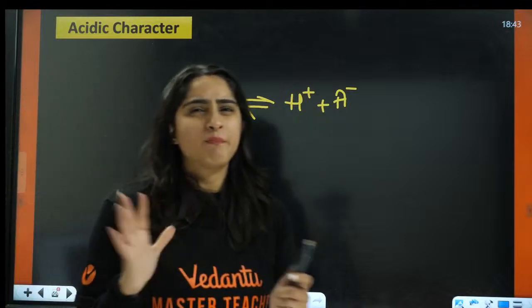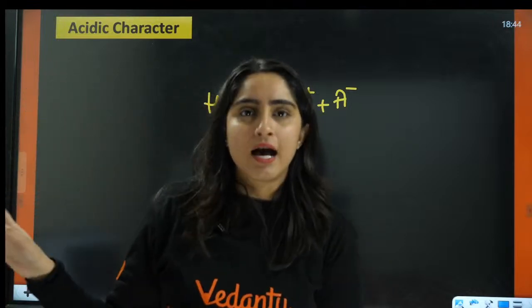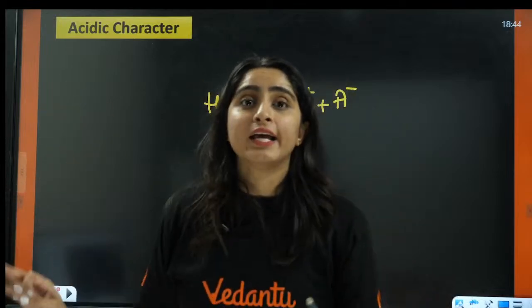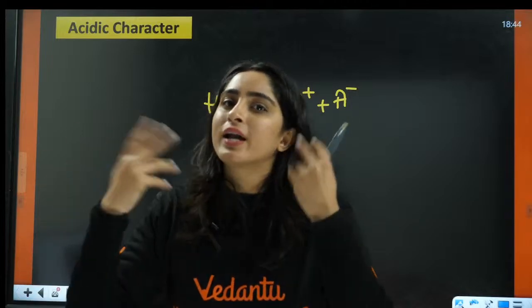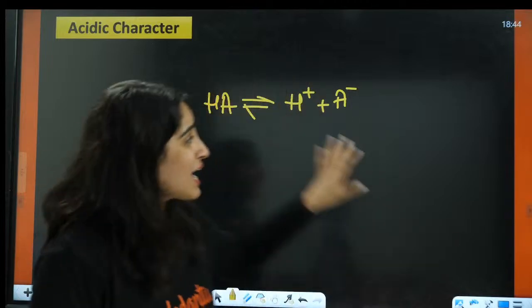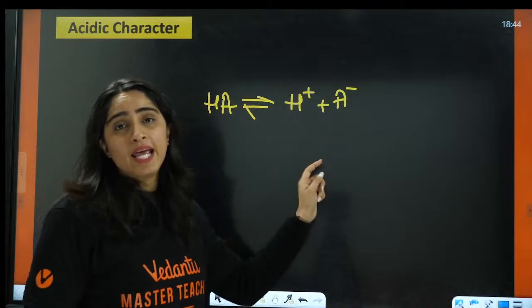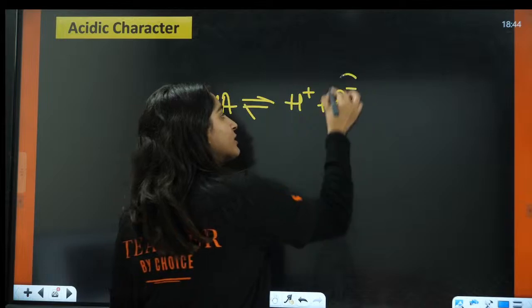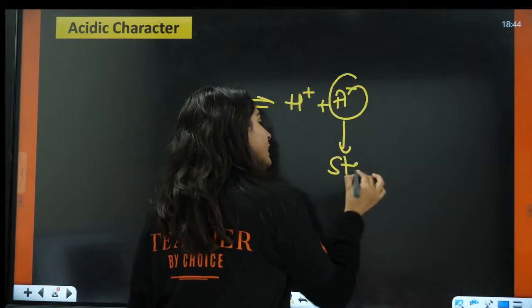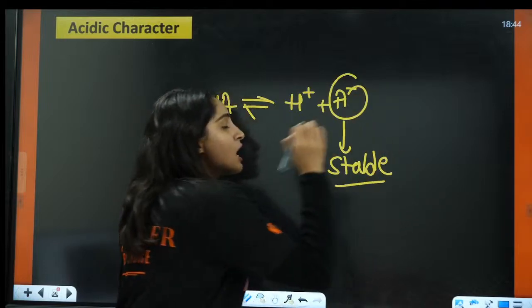So if you have some money, and your friend is asking for that money, you will give that money only if, even after giving that money, you are stable. So this acid will give H positive only if, even after giving that H positive, this particular thing is stable, right?